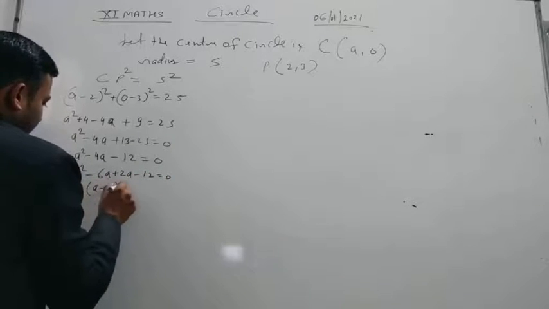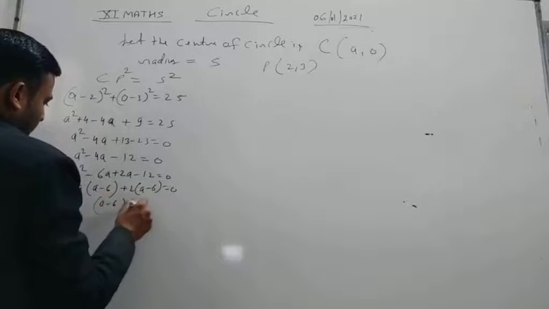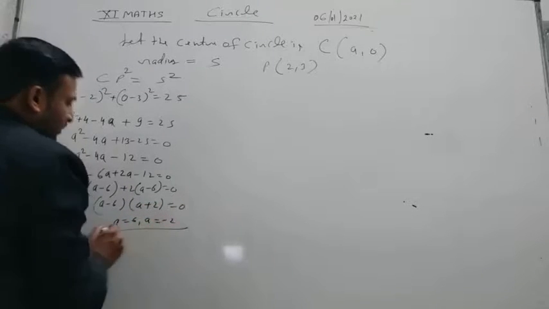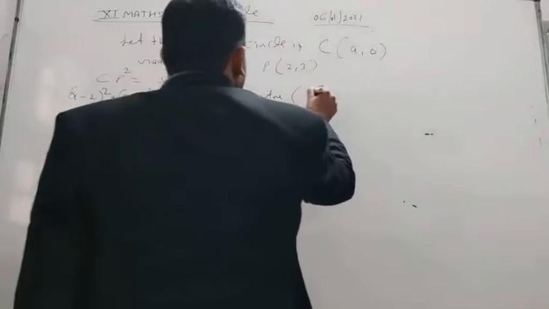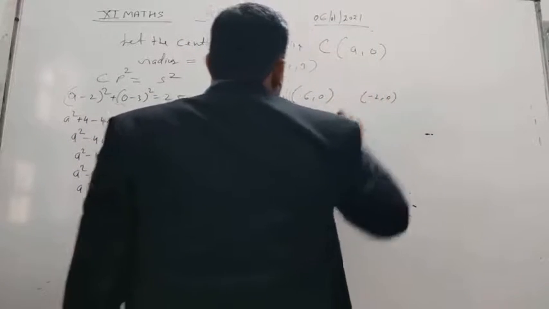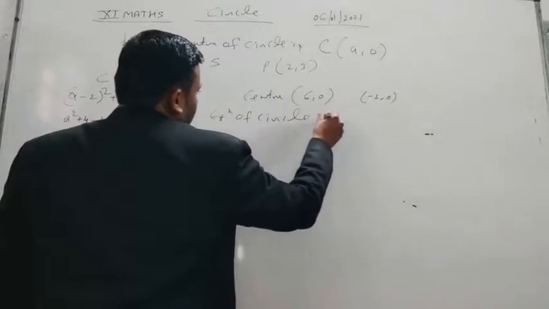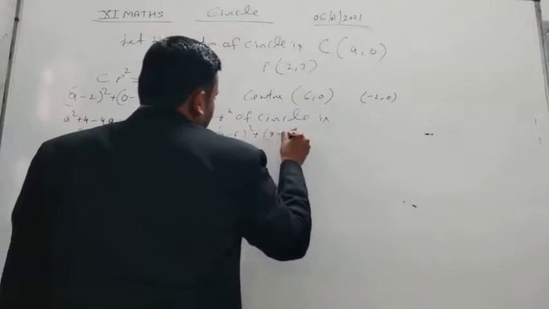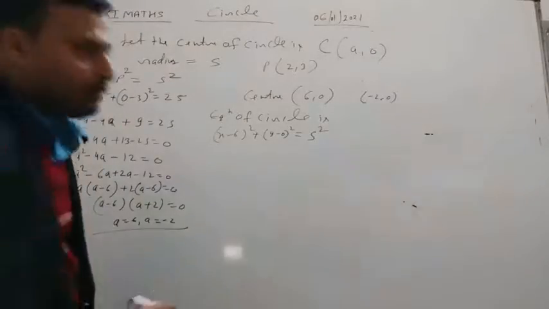So a minus 6 and 2, (a minus 6). So (a minus 6)(a plus 2) is 0. So a is 6 and a is minus 2. So our center may be (6, 0) or (-2, 0). So the equation of the circle is (x minus 6) whole square plus (y minus 0) whole square is equal to the radius, 5 square. I hope you understand, friend.